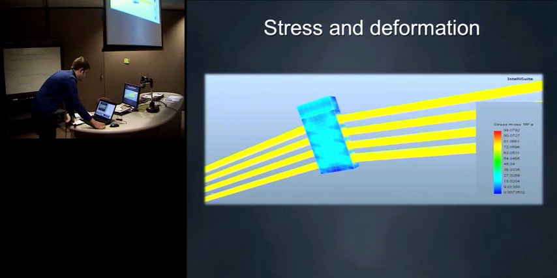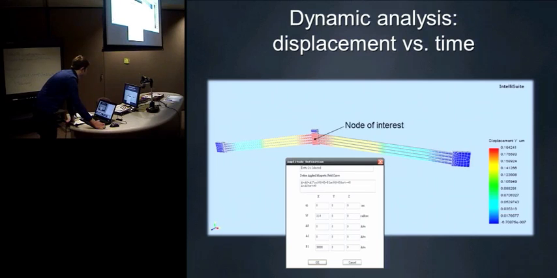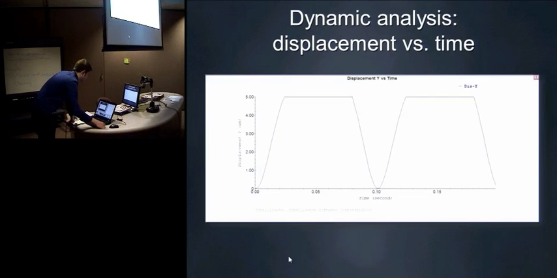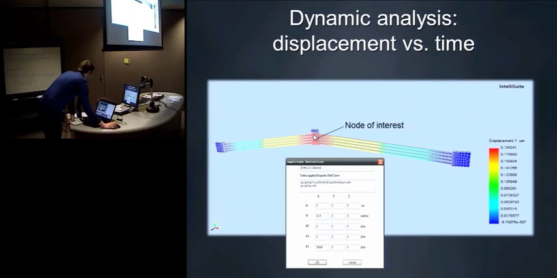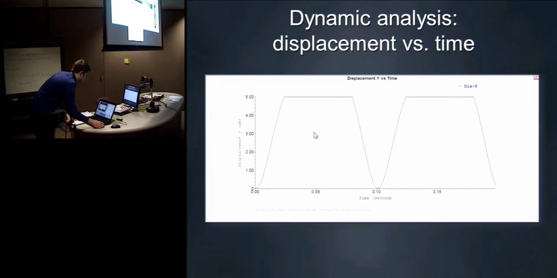Next, if we want to perform a dynamic analysis, we can do that as well. We would just set the simulation type as dynamic, and then here we set an amplitude curve. And then from there, we're able to choose a node. In this case, we chose the part of the switch that is moving. So something on that face, and then we view the displacement versus time, and here's where it's making contact once it moves 5 microns.